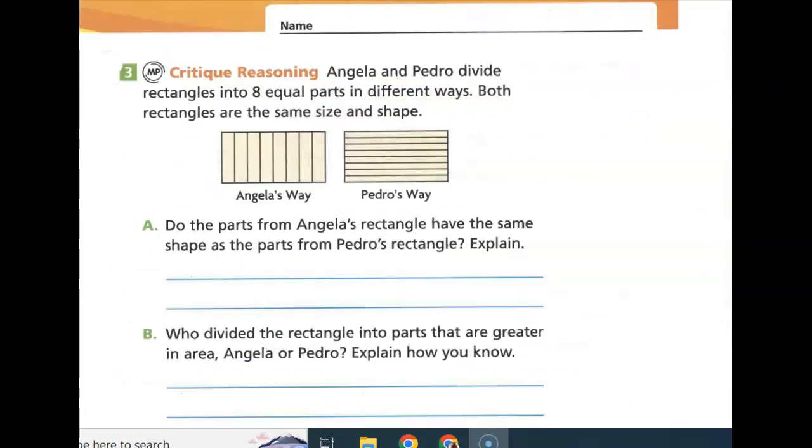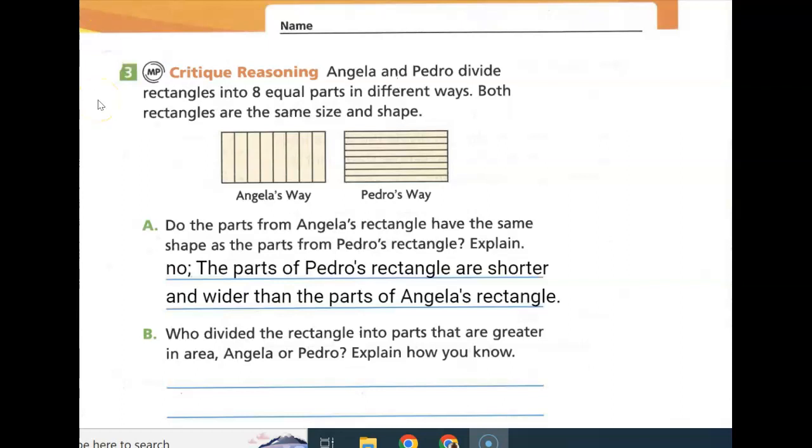Critique reasoning. Angela and Pedro divide rectangles into 8 equal parts in different ways. Both rectangles are the same size and shape. Do the parts from Angela's rectangle have the same shape as the parts from Pedro's rectangle? Do they? Are they the same shape? No, they do not have the same shape.